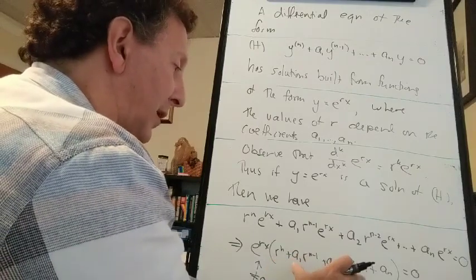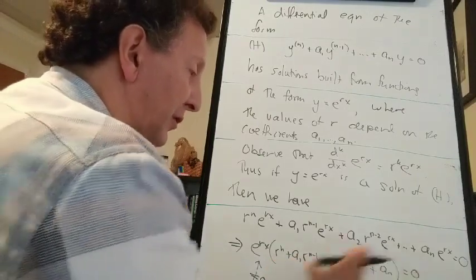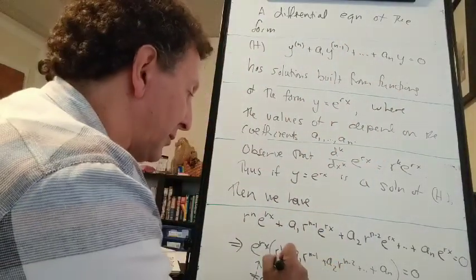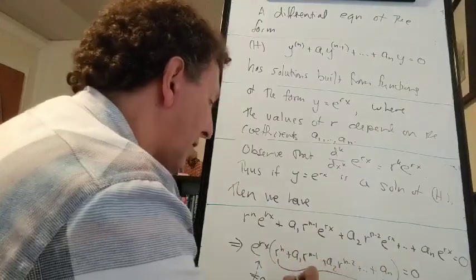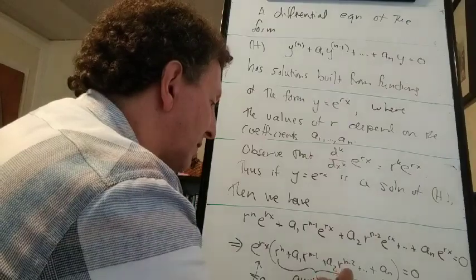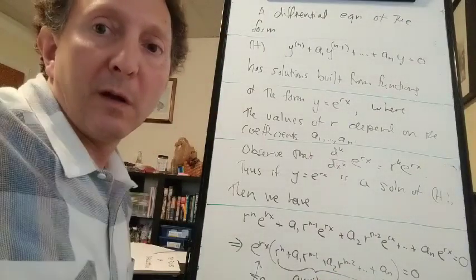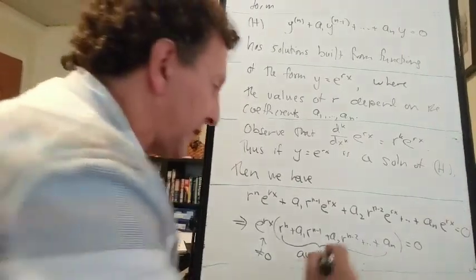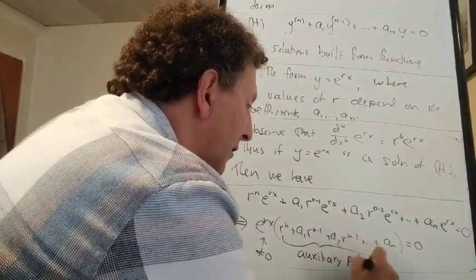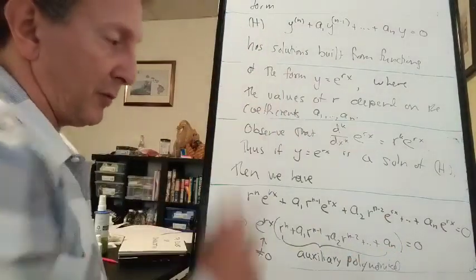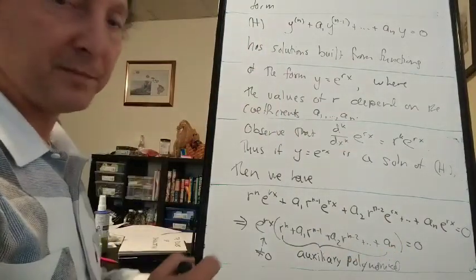And the equality of this polynomial with 0 is called the auxiliary equation. We can call this the auxiliary polynomial, or the auxiliary equation if we say that polynomial equals 0.